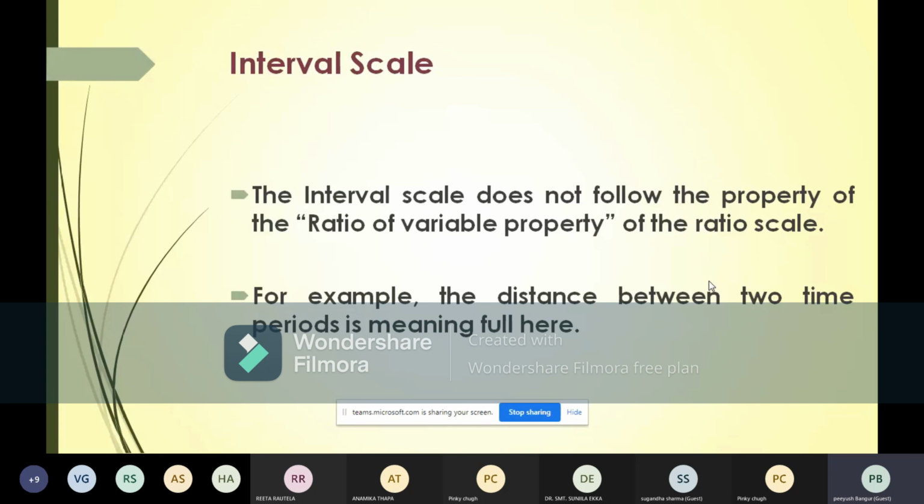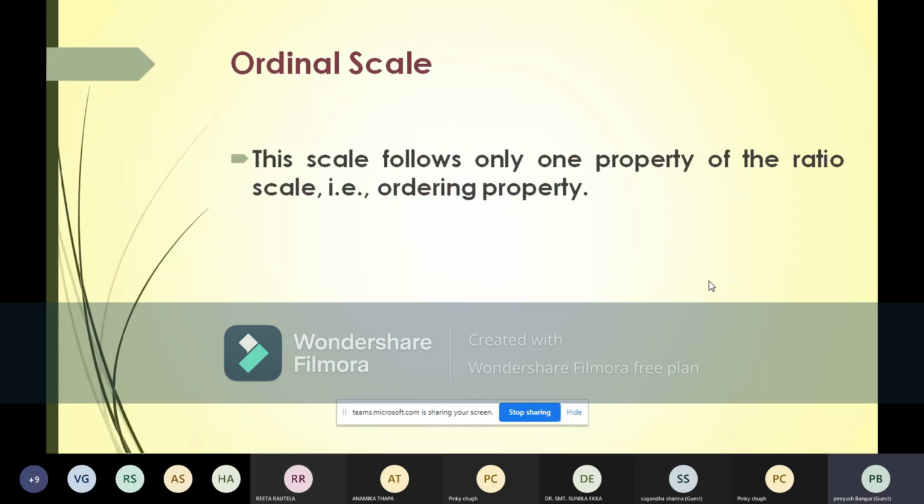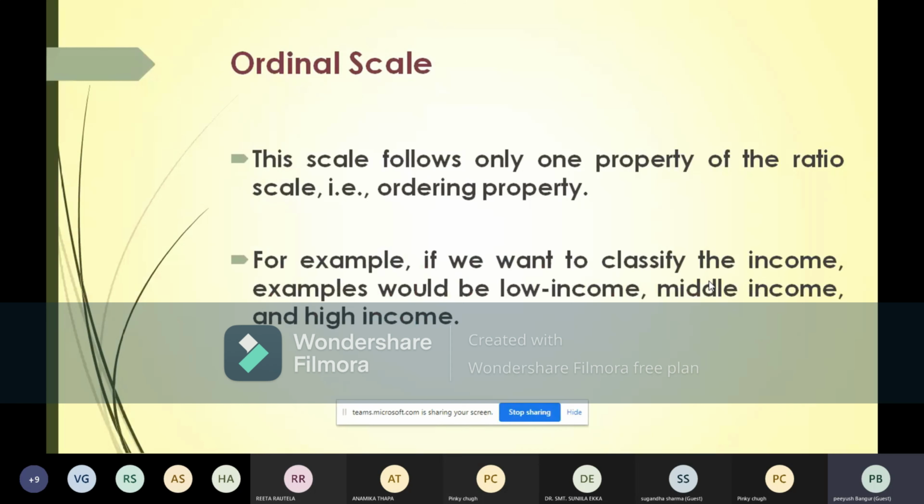Now the third scale is the ordinal scale. This scale follows only one property of the ratio scale, that is the ordering property, like property number 3. So how can we decide that a particular thing will come into the ordinal scale? There are some simple examples. One example I have quoted here.